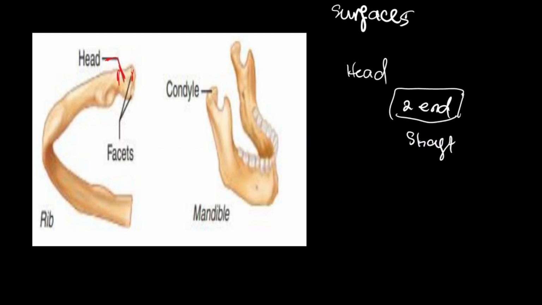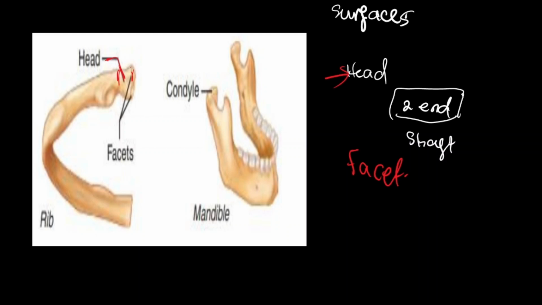Another surface we'd be considering is the facet. The facet is another articular surface, and the facet is usually smooth and it's a flat articular surface. And here we can also see the facet of the rib bone. Also we have the sternal facet of the clavicle as well as the acromial facet. They are flat articular surfaces, unlike the head, which is a bony expansion that is accompanied by a neck.